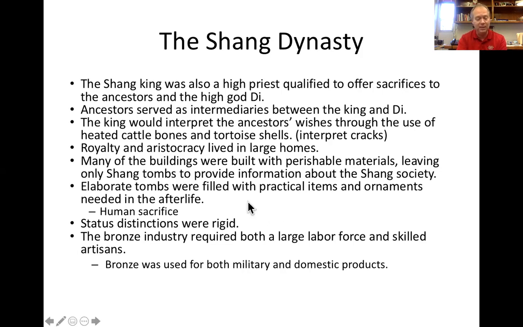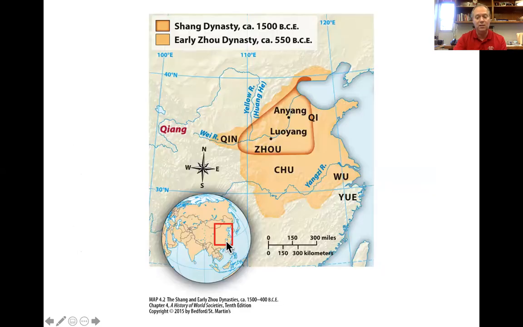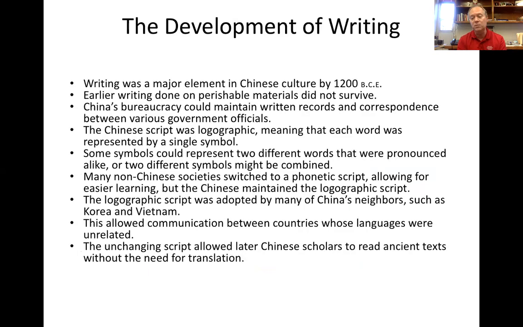Shang kings are buried in elaborate tombs. Just like pharaohs, they had all the things they might need in the afterlife, including human beings, some of whom were killed before being buried, and some who were buried in the tombs alive. So the Shang kings. What's most important about the Shangs, really their legacy, is this system of writing.